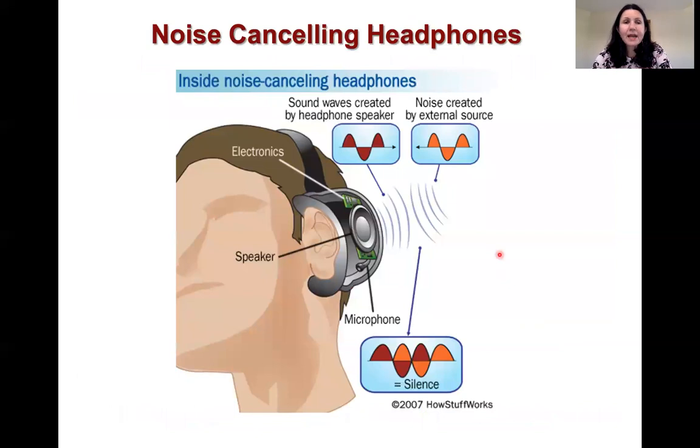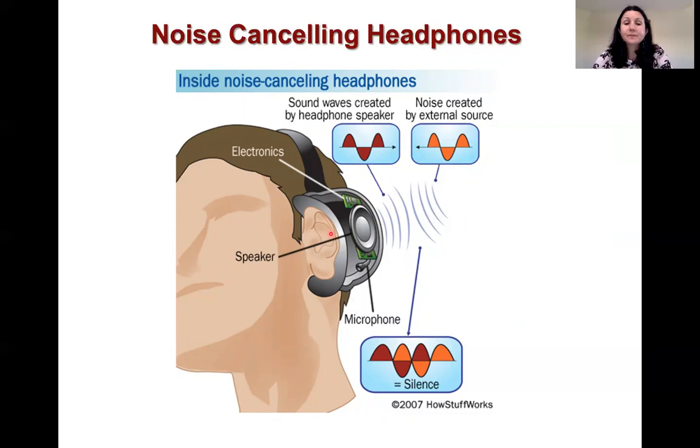All right, a more practical, or more everyday, application of interference is noise canceling headphones. So you've probably heard of these, have seen them, or maybe even used them, especially on an airplane or a place like that where the outside background noise is very annoying. So how do they work? How do they create the silence?